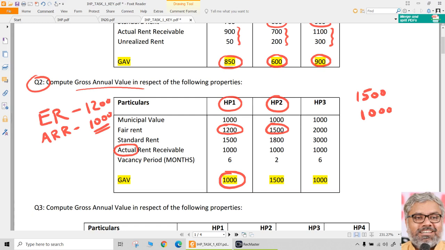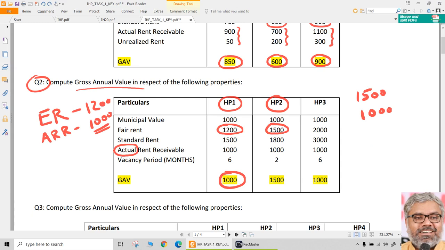Again, we have to understand this 1000 is for how many months ARR? Naturally for the months where the property is let out, that is 10 months. If the rent is 1000 for 10 months, how much would it have been for 12 months? 10 months, 1000 means 12 months, it would have been 1200 only. Would have been. Means, even if there was no vacancy also, the property would have had the actual rent receivable lesser than expected rent only. So that means exception is not applicable.